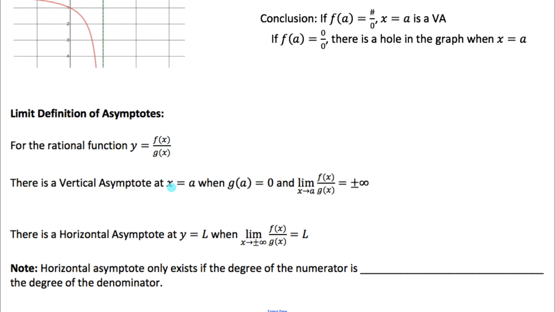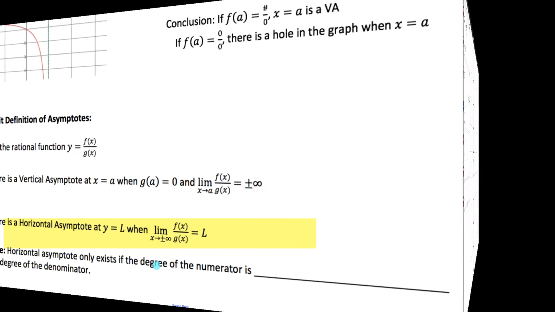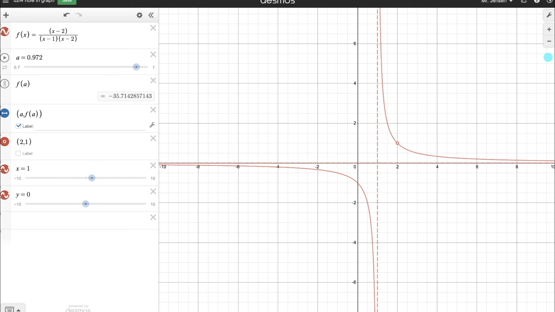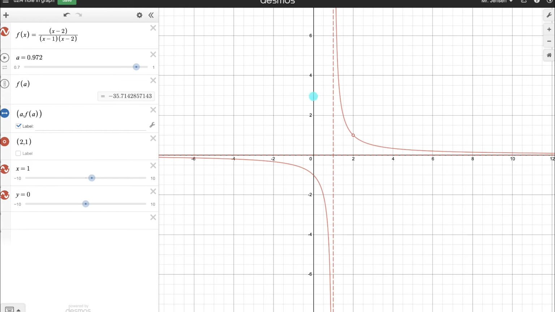How do we find horizontal asymptotes? We say there's a horizontal asymptote at y equals L when the limit as x goes to infinity or negative infinity, what is the quotient going towards? So basically, as I plug in infinitely small or large values of x, what's happening to the y value?